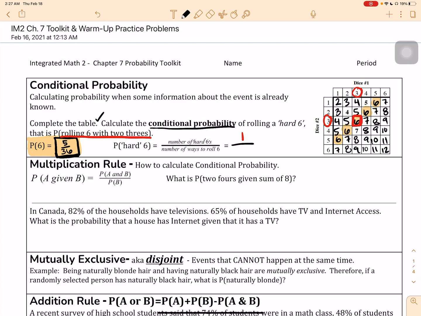Right? There's 5 orange shaded boxes there. So our probability to roll a hard 6, or rolling 2 threes, is 1/5. You can rewrite this as 0.2 or as 20%.